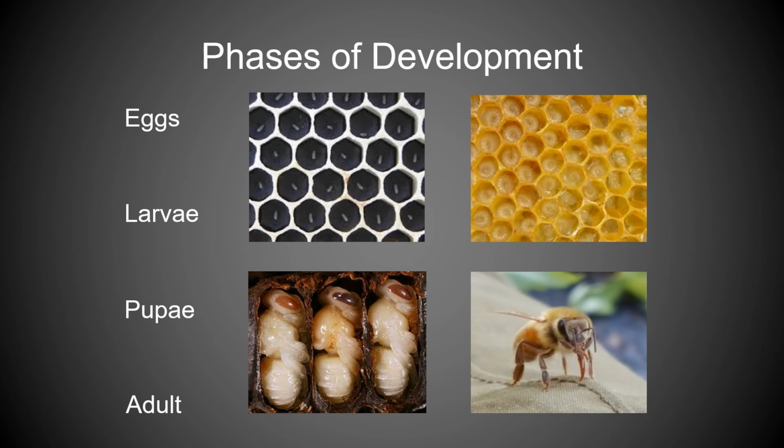In this section, we will look at the phases of development of the honeybee as the bee goes from an egg to larva to pupa to adult. Let's start with the egg.